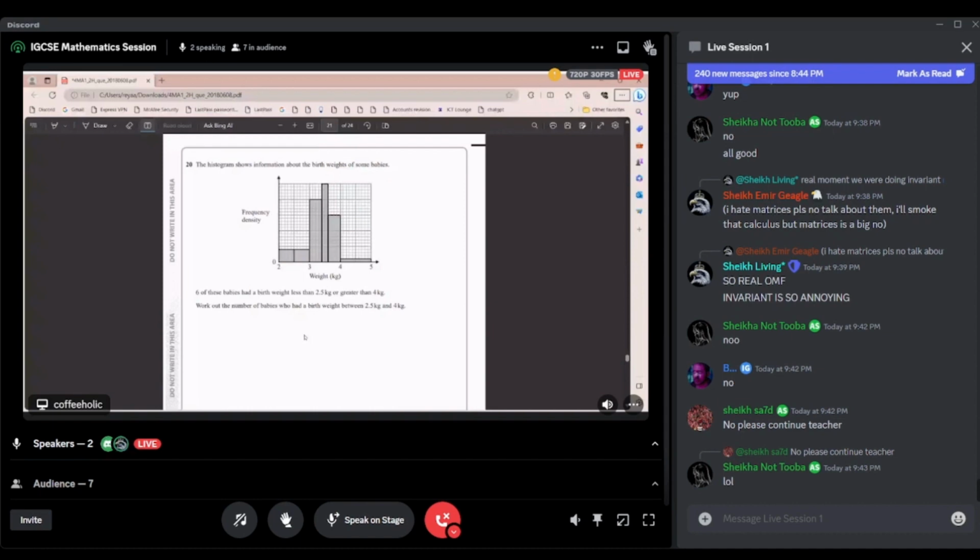So we can work out the number of squares that represent six. If we go to 2.5, right, that takes up about 5 times 4 squares, which you can just write out.